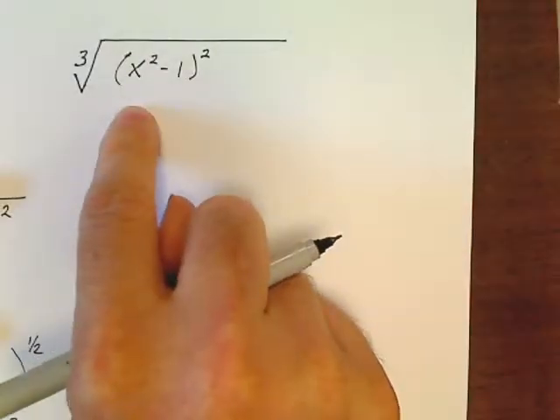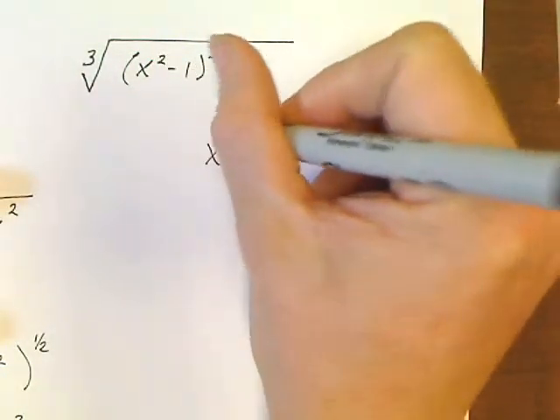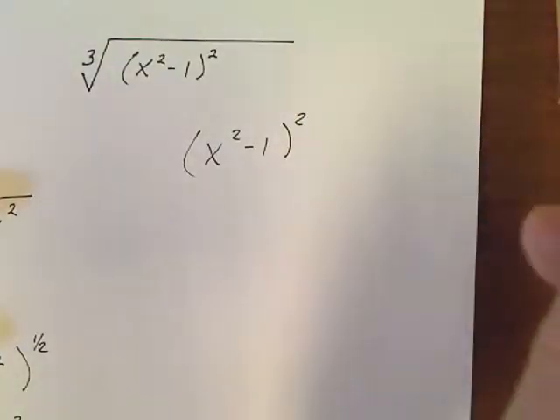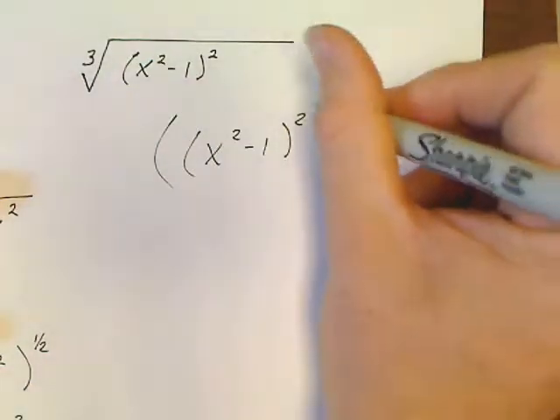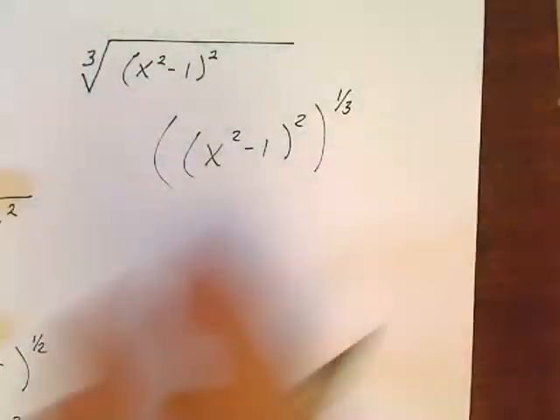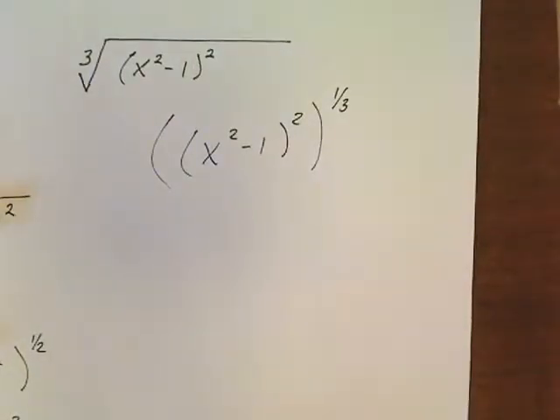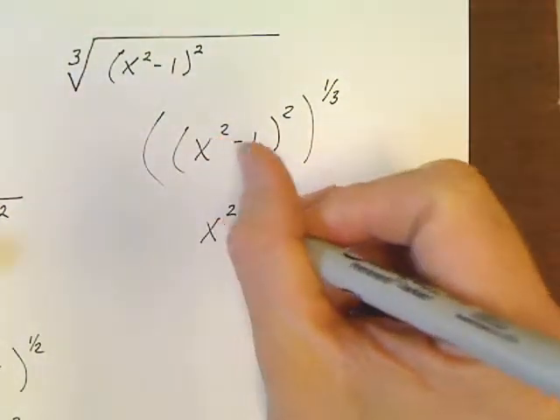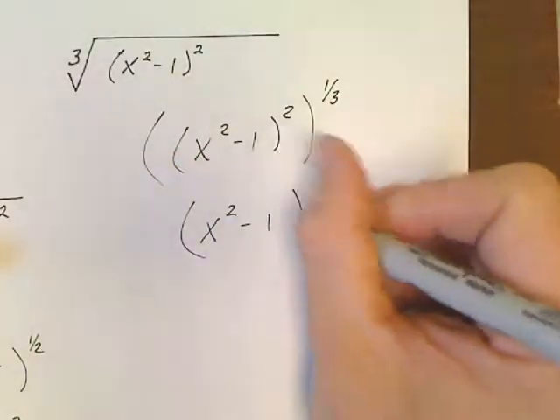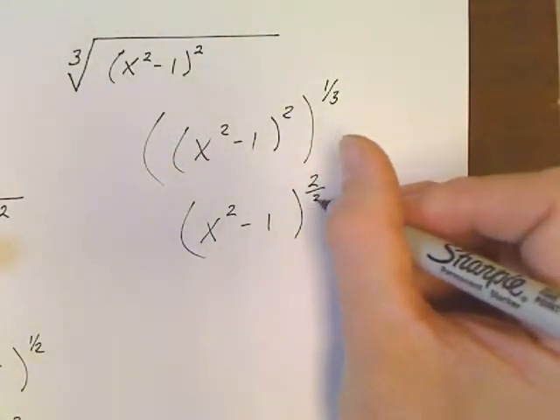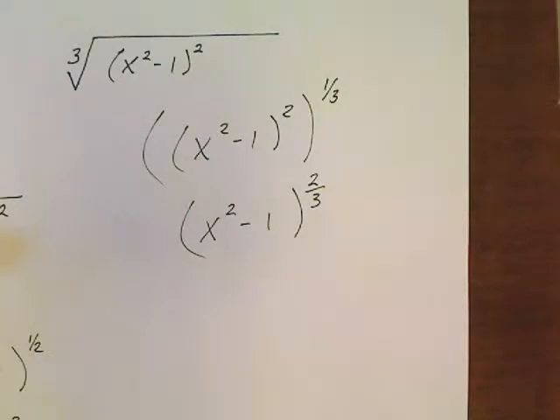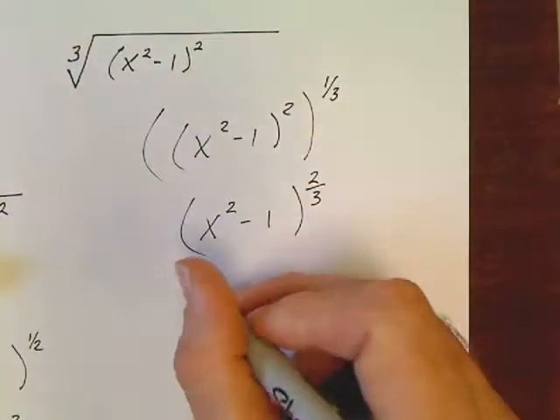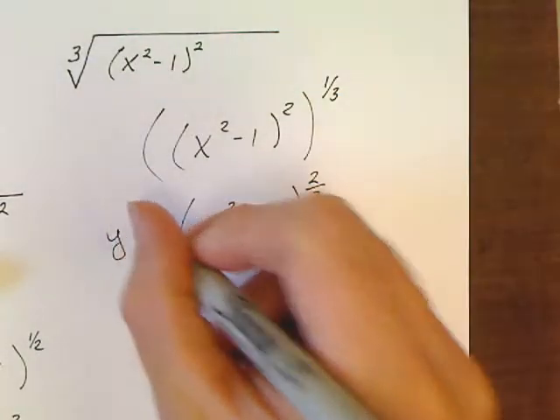Here, look at this. We've got x squared minus 1 squared, and then this is the way I want to rewrite it. I want to rewrite this to the 3rd power. Well, this is the exact same thing. X squared minus 1 to the 2/3. That's all we've got to do. So we just combine that. Now we can do our derivative.